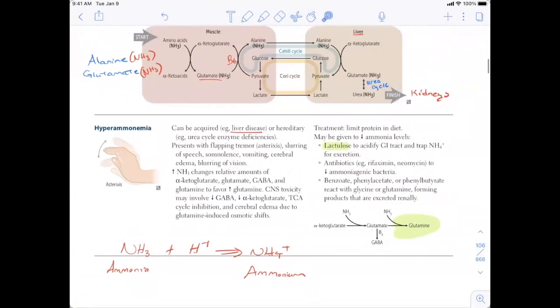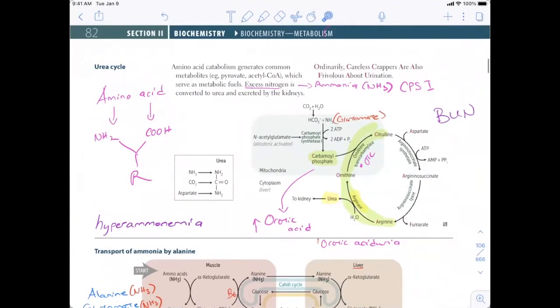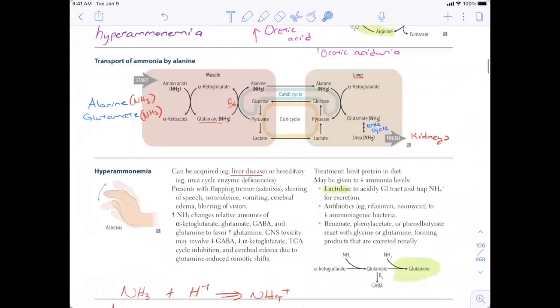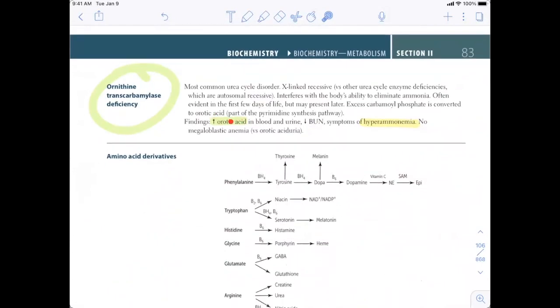And the reason why orotic acid is going to increase is because the carbamoyl phosphate is actually part of your pyrimidine synthesis, right? And in your pyrimidine synthesis pathway, there is orotic acid in there. So when you have an OTC deficiency, the excess carbamoyl phosphate gets shunted to your pyrimidine synthesis pathway, and you get an increase in orotic acid. Very important, okay? So that is why when you come here, one of the findings is orotic acid.